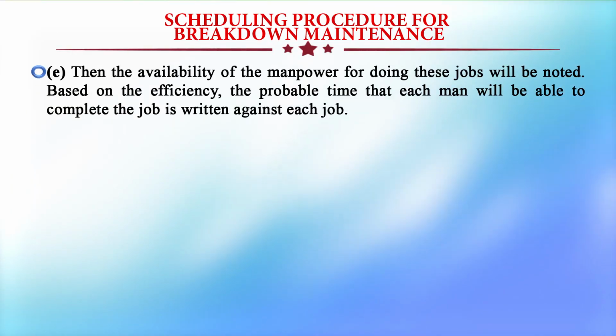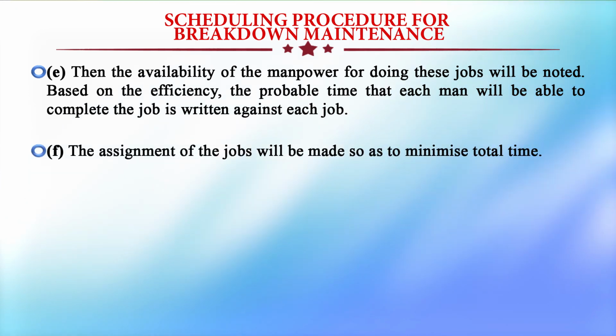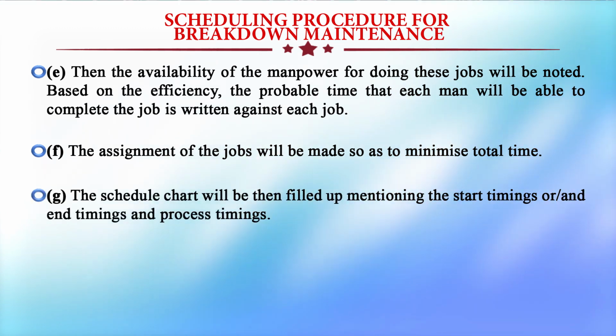Then the availability of manpower for doing these jobs will be noted. Based on the efficiency, the probable time that each man will be able to complete the job is written against each job. The assignment of jobs will be made so as to minimize total time. The schedule chart will then be filled up, mentioning the start timings, end timings and process timings. So, in the schedule chart there are three timings: the starting time of a repair, the end time of a repair, and the total process timing, which will be noted down on the schedule chart.